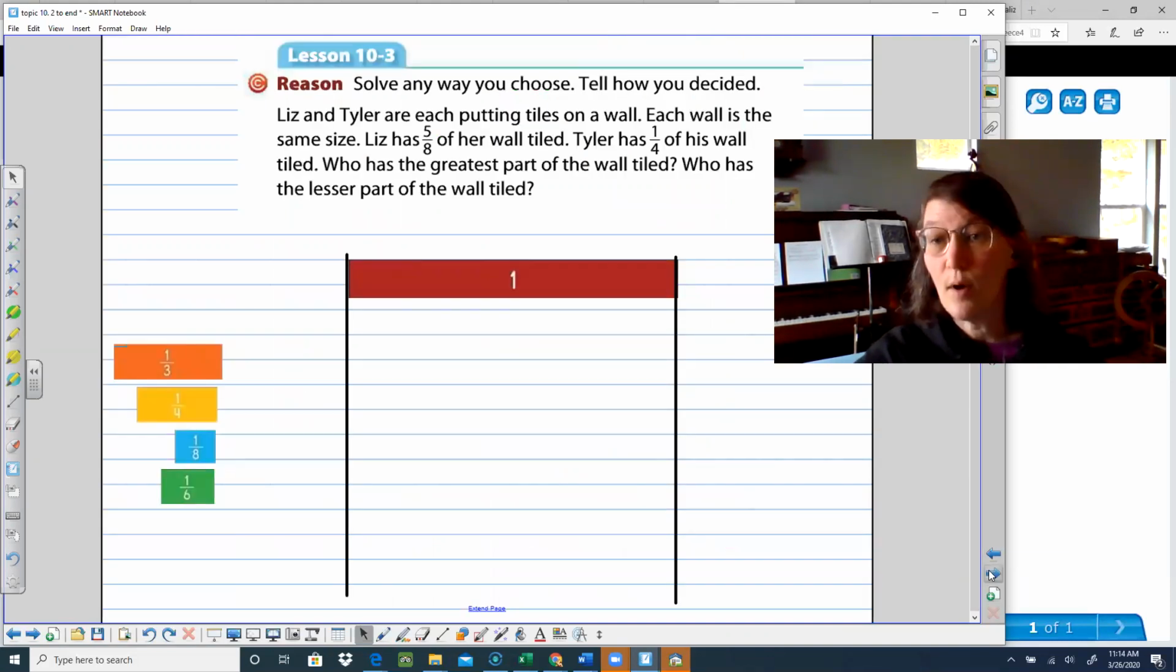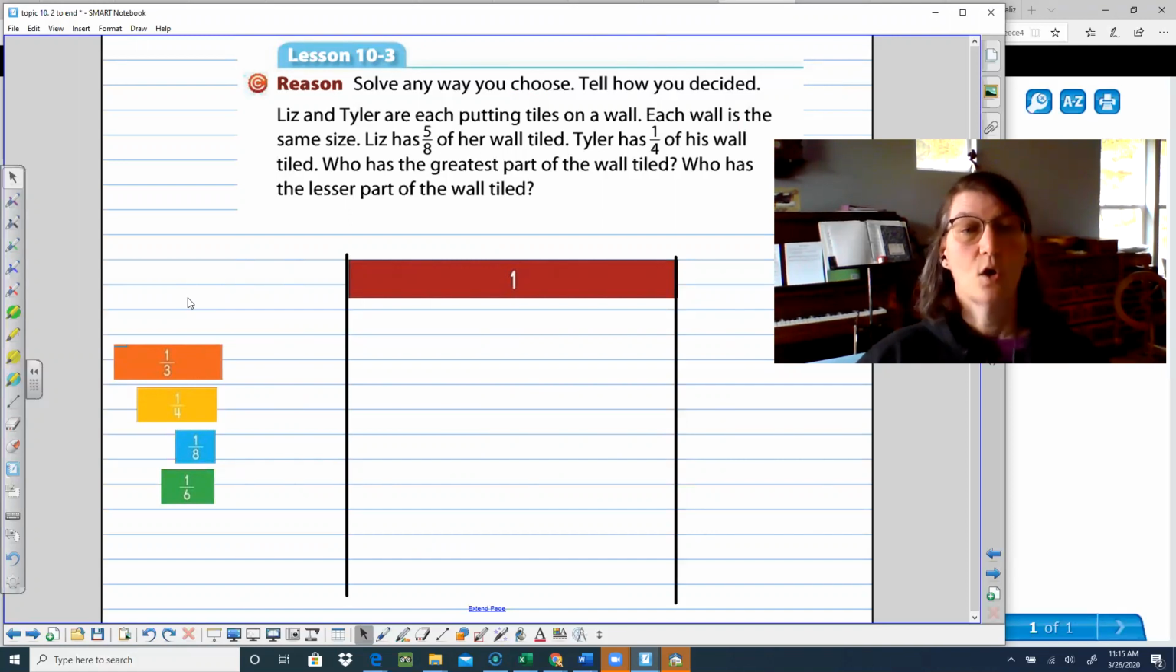Okay, so our problem of the day, solve any way you choose, and I went into fancy smartboard land and found us some fraction strips because I love fraction strips. Okay, Liz and Tyler are each putting tiles on a wall. Each wall is the same size. Liz has 5/8 of her wall tiled. Tyler has 1/4 of his wall tiled. Who has the greatest part of the wall tiled? Who has the lesser part of the wall tiled?